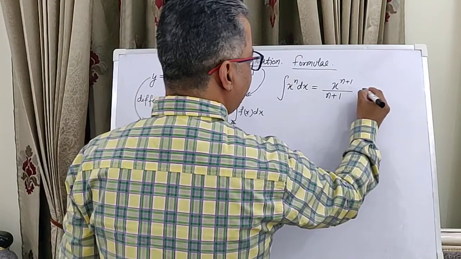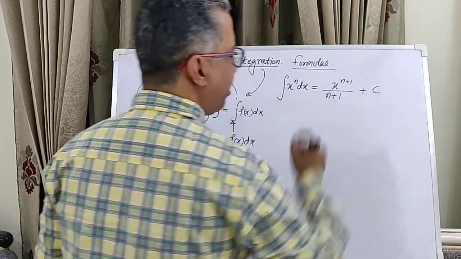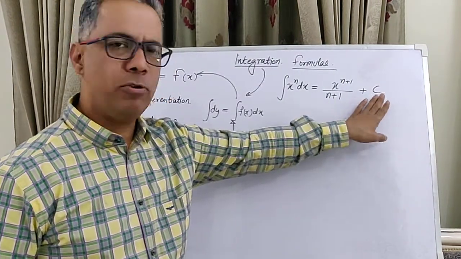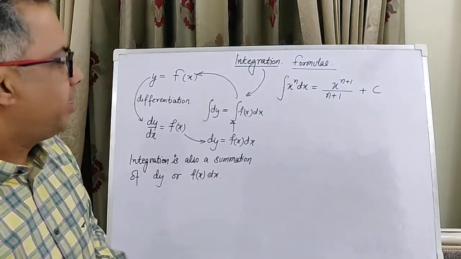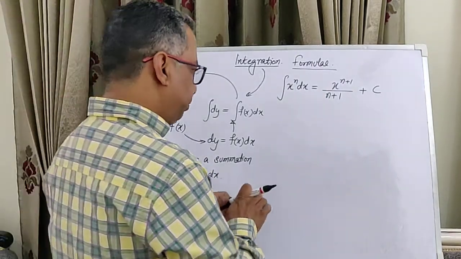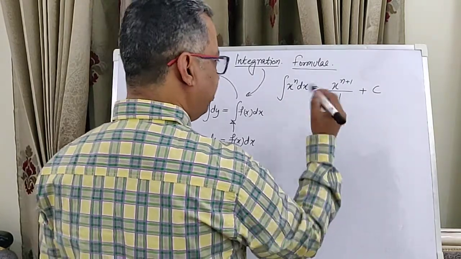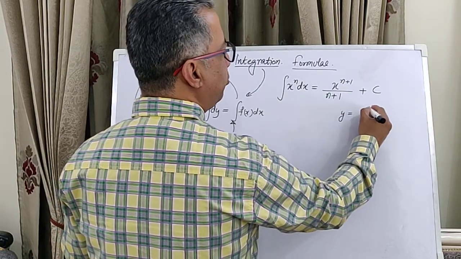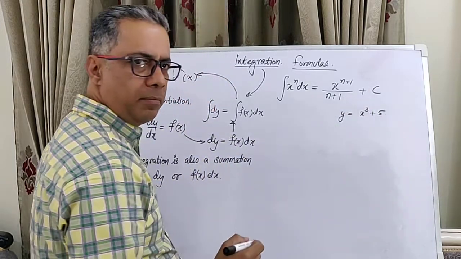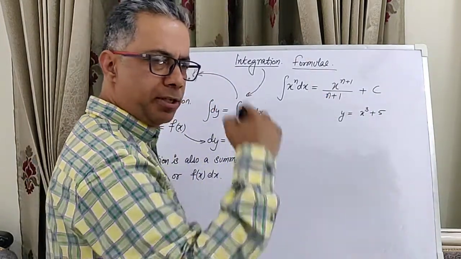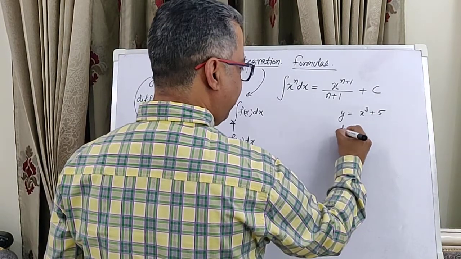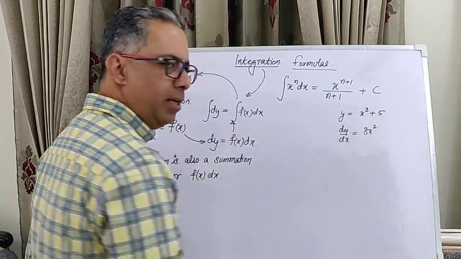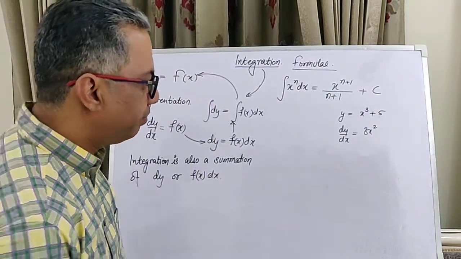Now in integration, there is one little rule that we follow. We have to add on our behalf an unknown constant c. Now where does this come from? Quite easily understood actually, but with an example. Suppose we had y equal to x cube plus 5. Now we had this function with us a few years ago, and we differentiated it and we got dy by dx equal to 3x squared. The 5 disappears in the process of differentiation.